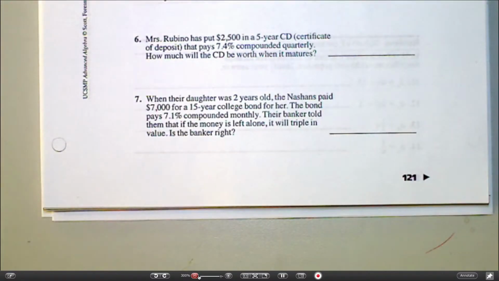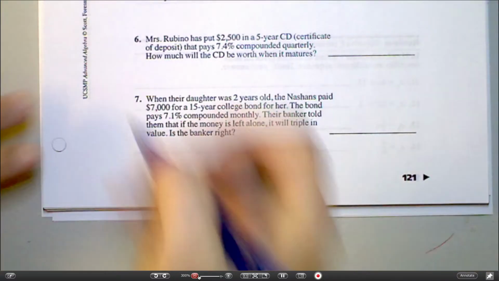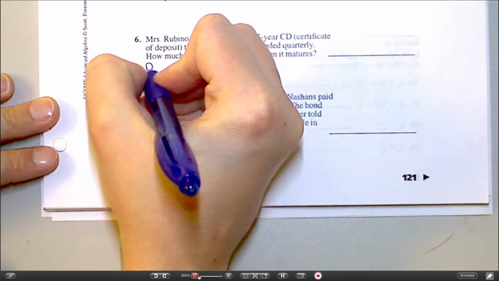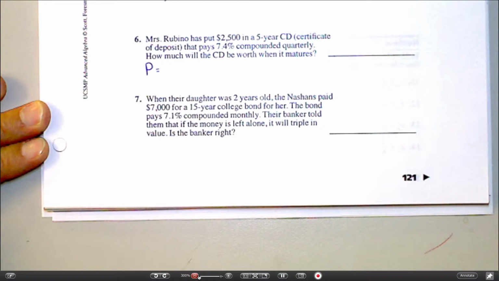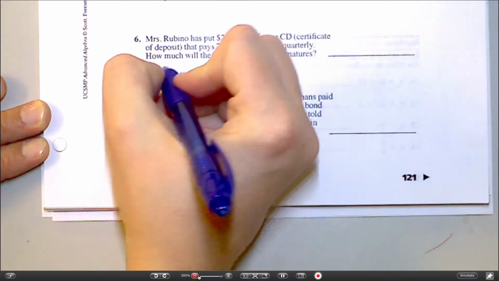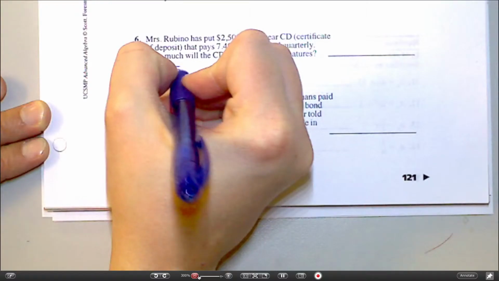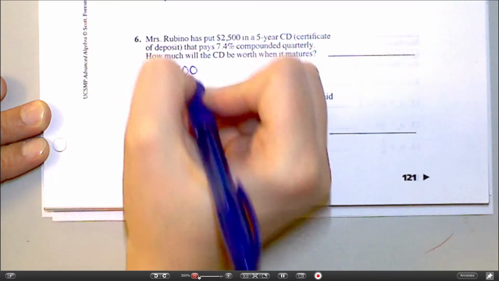Mrs. Rubino put $2,500 in a 5-year CD that pays 7.4% compounded quarterly. In that one sentence, they gave you every piece of information you need. Let's go through it real quick. Do you remember what P stands for? Principal, which is the initial investment. It's how much you're putting in, $2,500. What you start out with.